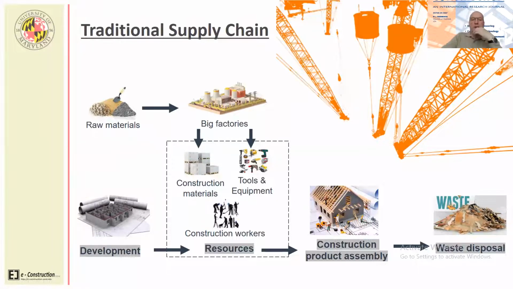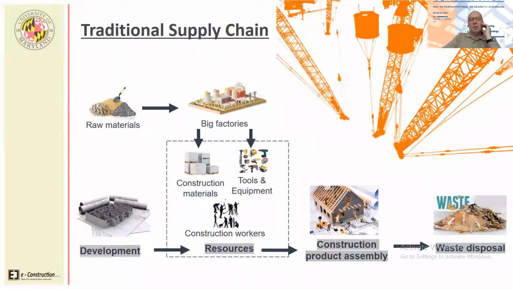Then out of those factories come construction materials, but also tools and equipment. Remember that most of the construction equipment requires steel. So of course, the raw material for steel is iron ore. So all of that has to happen before the materials and tools and equipment are delivered to project sites.